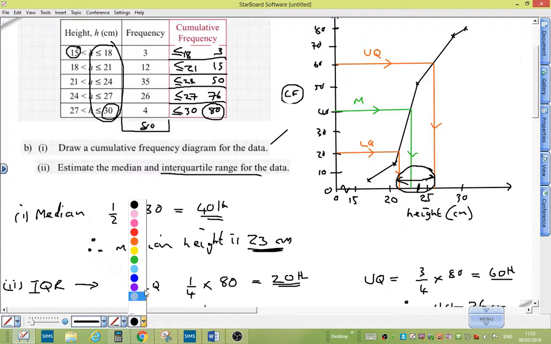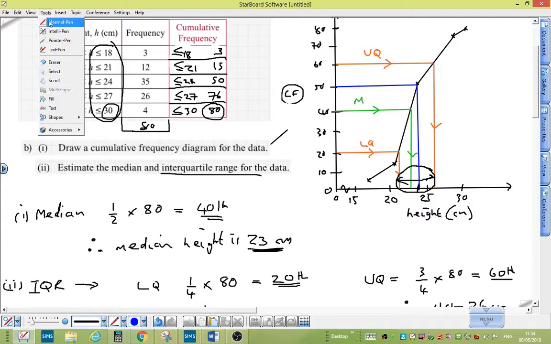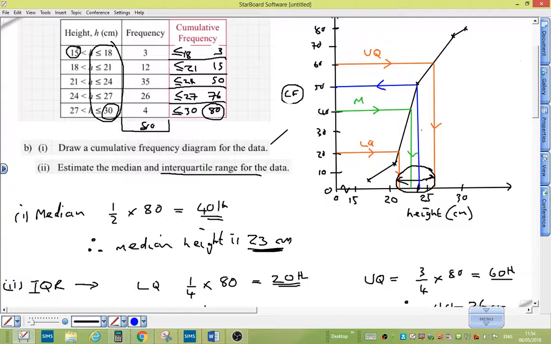I'm going to change the color. Okay, and I get a pen here, and you would read up, and you'd hit your graph, and you'd read across, and you would see how many plants fell below. How many plants fell below? 50 plants. So how many plants fell above? 30.